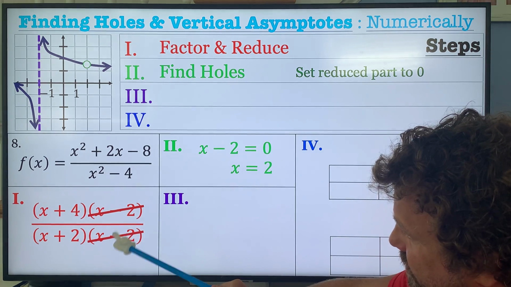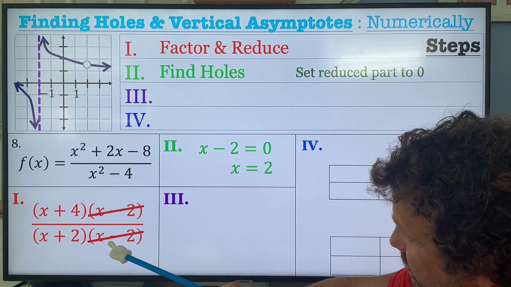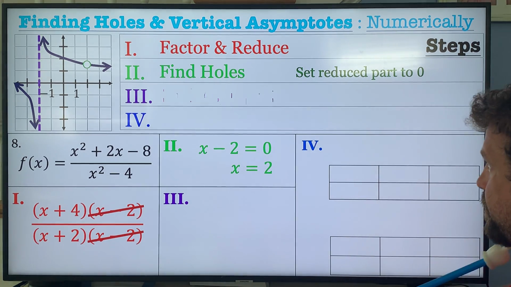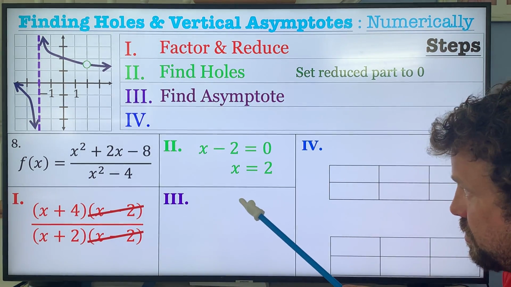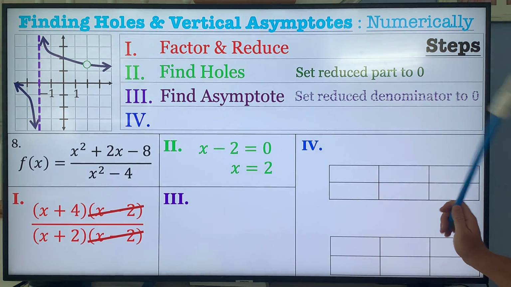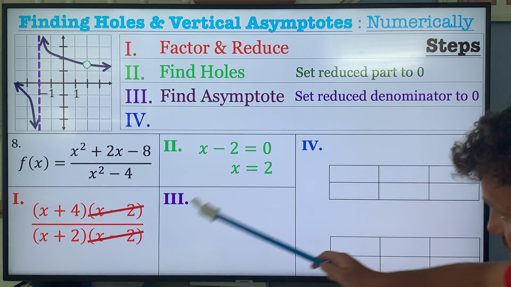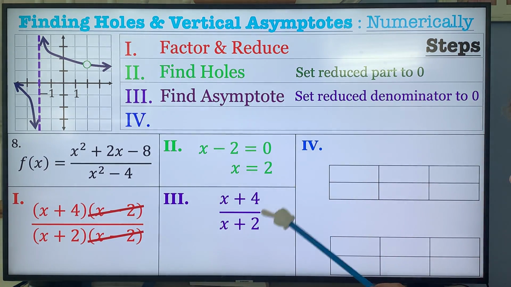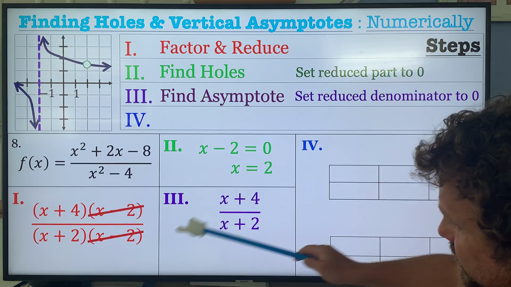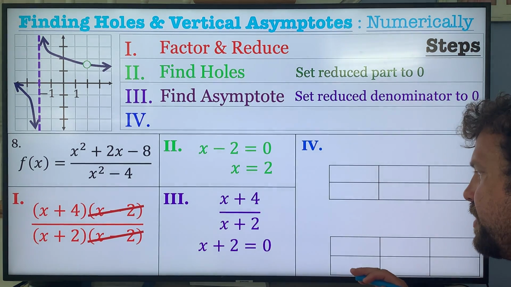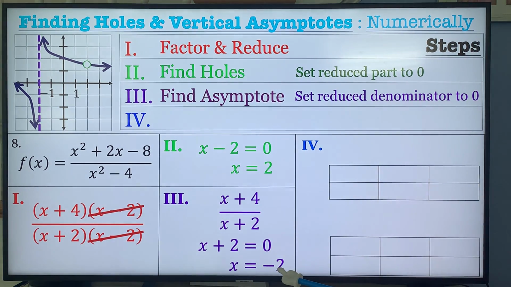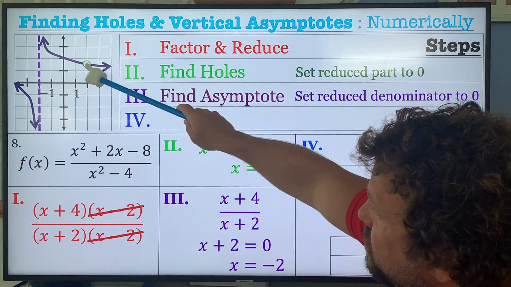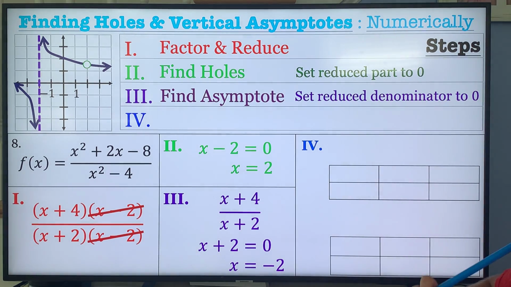So because I factored this out, yes, I can still find the limit with it, but I know there's a hole there. Part 3, find the asymptotes. Do you know what the asymptotes are? Not the reduced part. You set the denominator equal to 0. So whatever is left here, when that equals 0, my answer is undefined. That's going to be my asymptote. So after I factor this out, I'm left with this. I set my denominator equal to 0. x equals negative 2 is my asymptote. Look over here. Negative 2 is an asymptote. At 2, I have a hole. See that?